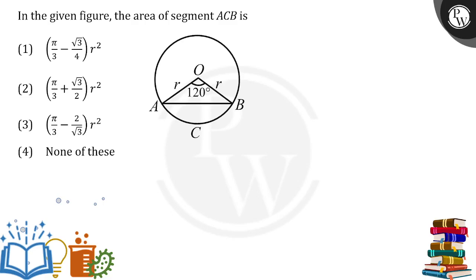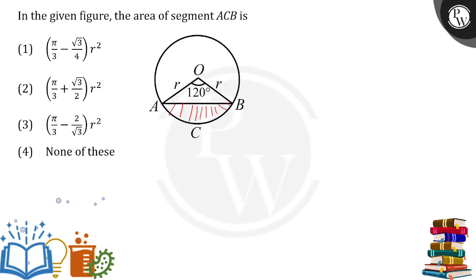In the given figure, they're asking the area of the segment ACB. Now, observe this particular figure over here. To calculate the area of the segment ACB, that means this area, first of all we need to calculate the area of the sector. And from the area of the sector, if we subtract the area of this triangle, that is triangle AOB, I'll get the required area.